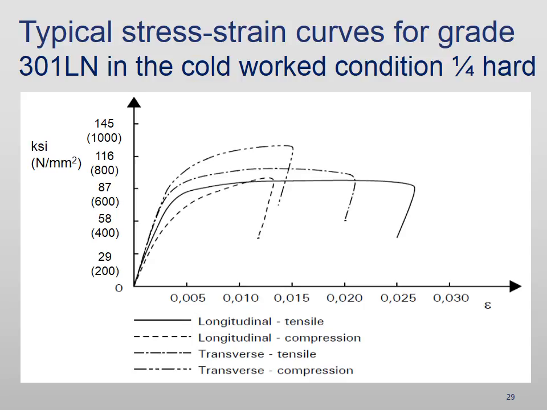So I show here some stress-strain curves for an austenitic grade in the cold worked condition, a quarter hard. And you can see that depending on whether the coupon is longitudinal or transverse, or whether it's tested in tension or in compression, the stress-strain characteristics do differ.